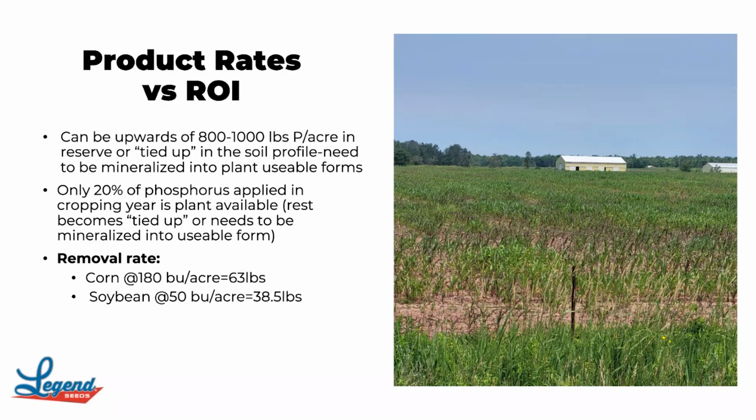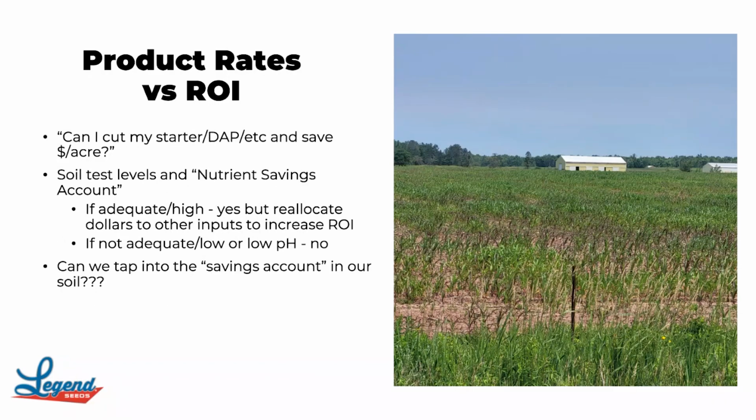So, just removal rates. 180 bushel corn takes 63 pounds of phos out of the profile. Soybeans at 50 bushel, which I'm just using as a ballpark, because we've got guys from North Dakota where 140 bushel corn is their environment, and guys in southern Minnesota where 180 would be a crop failure. But for intents and purposes, just look at my example here. Soybeans at 50 bushel, let's call it 40 pounds per acre.